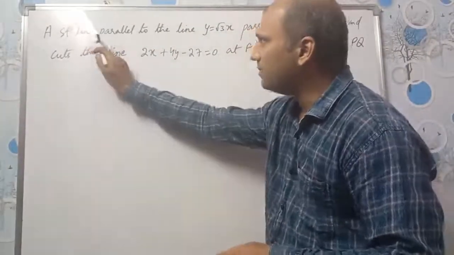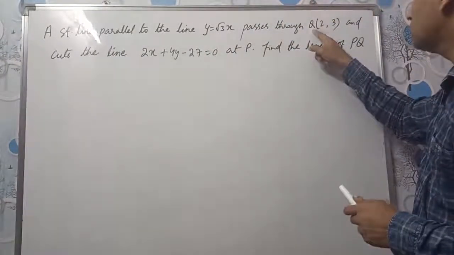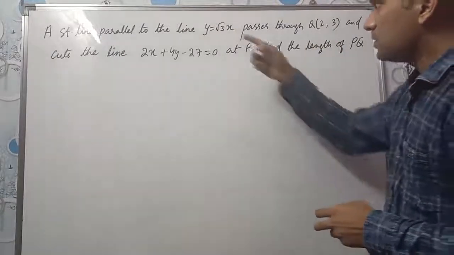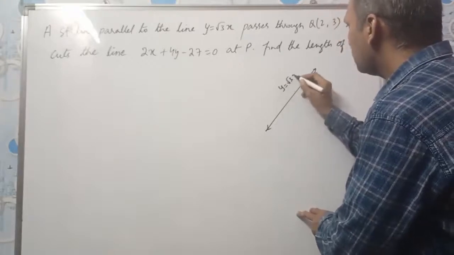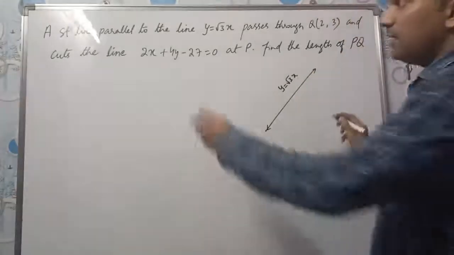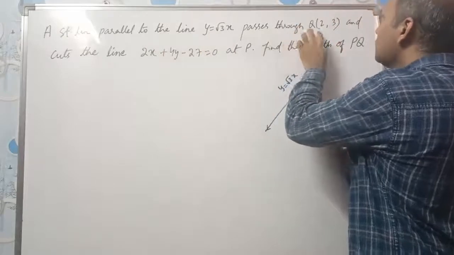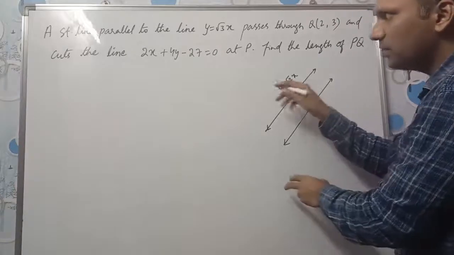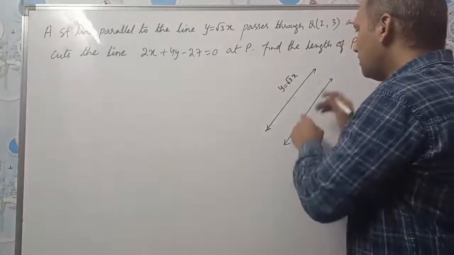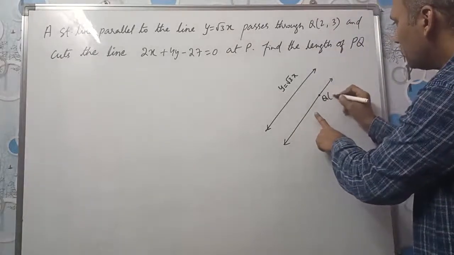We have an interesting question here. A straight line parallel to the line y is equal to root 3x passes through Q, 2 comma 3. So there is a line, and the equation of this line is y is equal to root 3x. And there is a straight line which is parallel to this line and passing through 2 comma 3. So we have a parallel line to this line. We don't know the equation of that line, but we know that this line is parallel to this line and it is passing through Q, 2 comma 3.